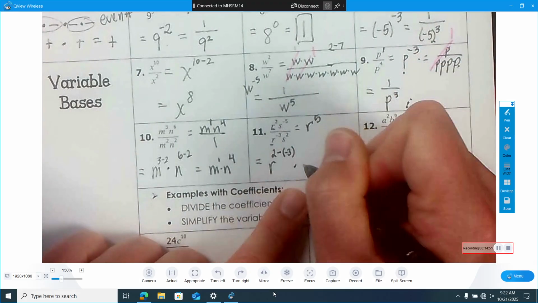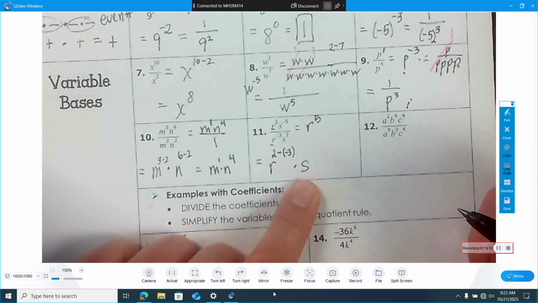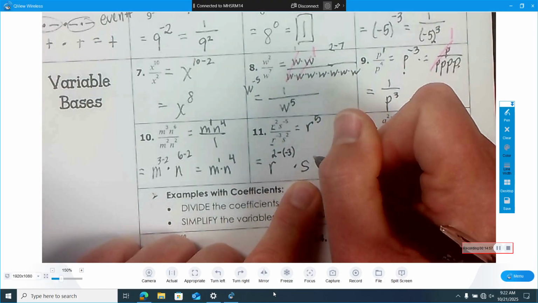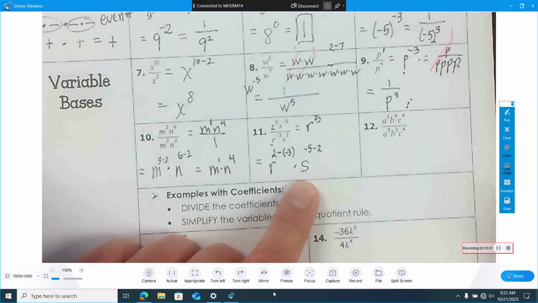All right, we got S's. A couple of S's there. They have the same base. What do we do with the exponents? Subtract. So that would be negative 5 minus 2. What would that give you?